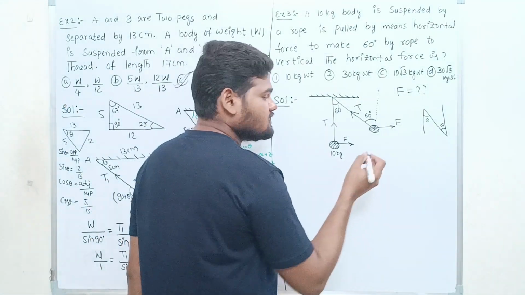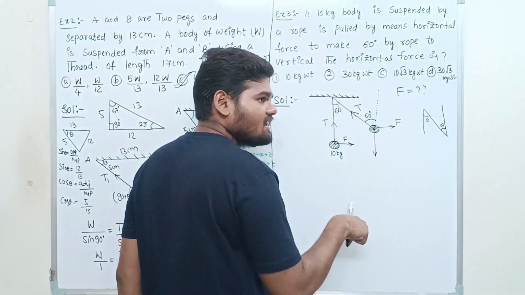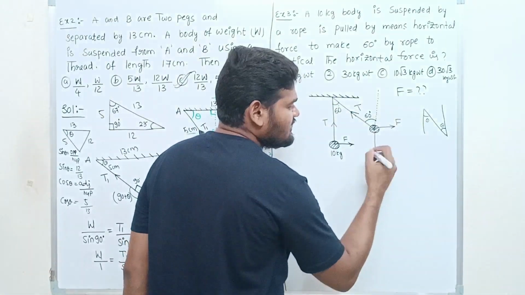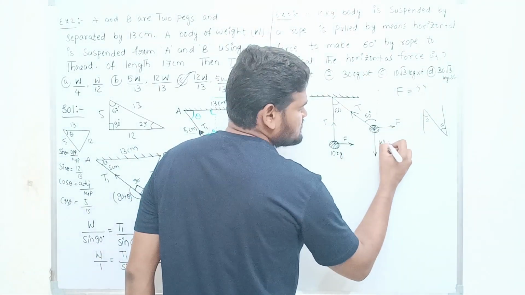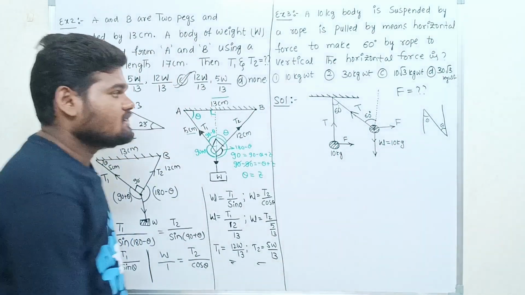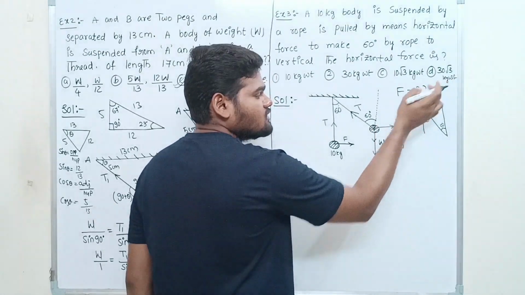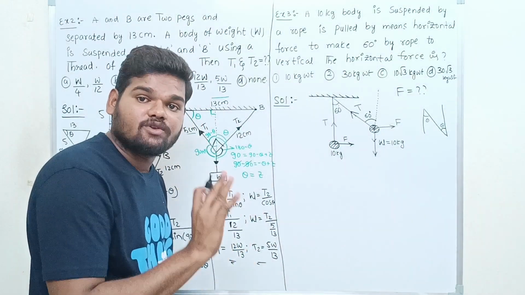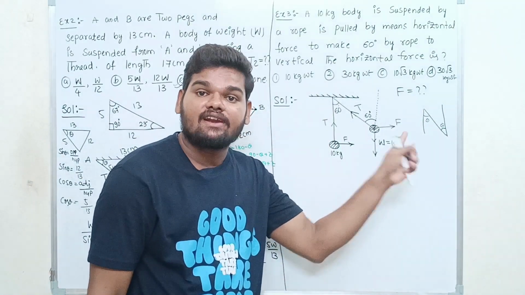Okay. So as we know, on any object the gravitational force acts in a downward direction, or the weight of the object acts in a downward direction. So what is the weight of the body they have given? W is equal to 10 kg, and it is acting in the downward direction. Have a look. What we have to find? We have to find capital F, the horizontal force. And I'm using the concept of resolution of vectors to find capital F.